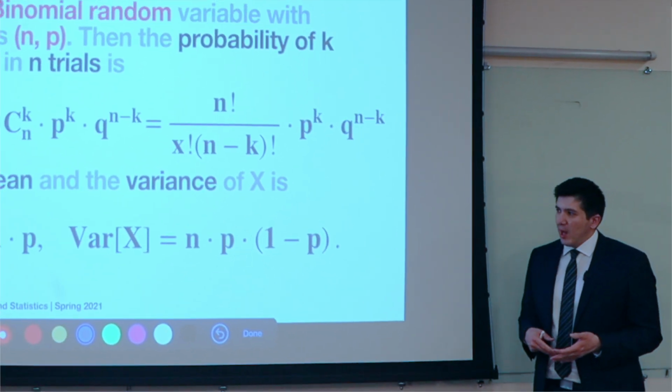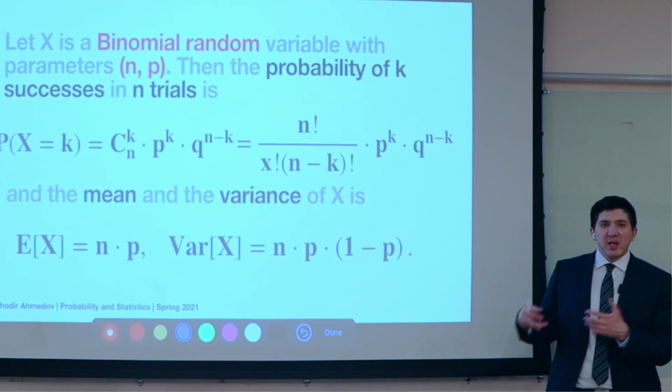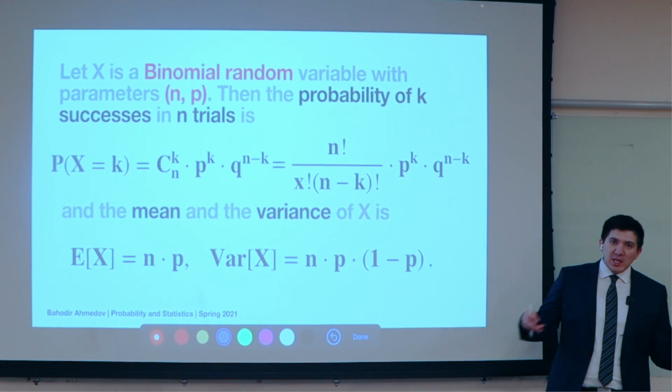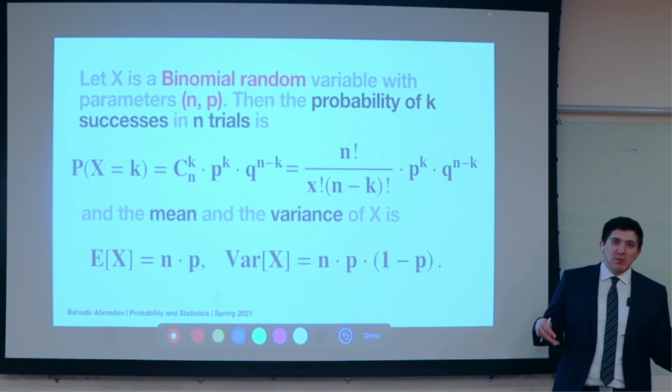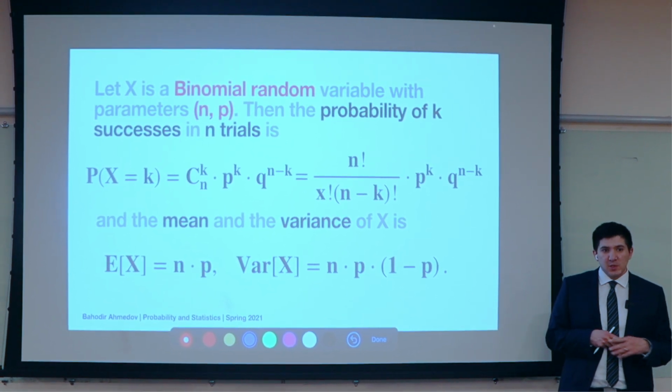So let's assume that you can make a shot when you play basketball, and the probability of making this, let's say, is 60%. And if you make 10 shots, what is the average number of the successful shots you can get? Intuitively.